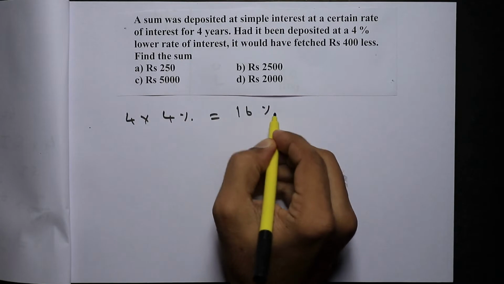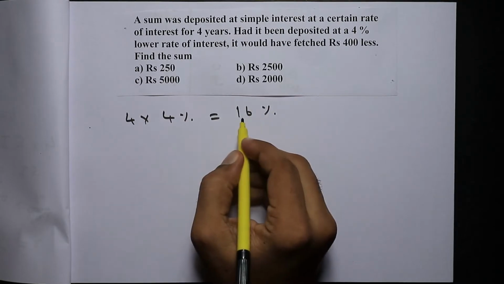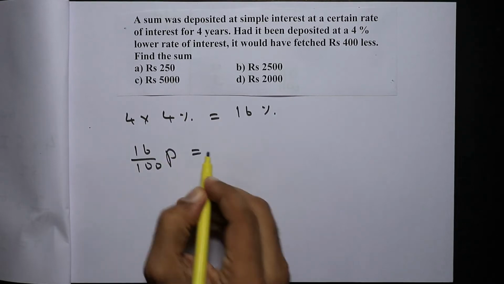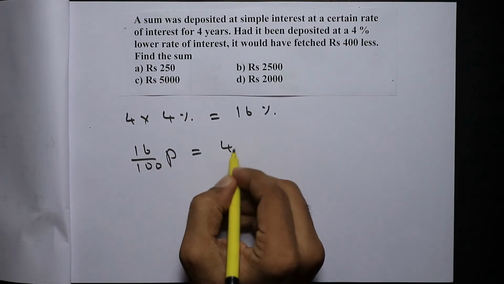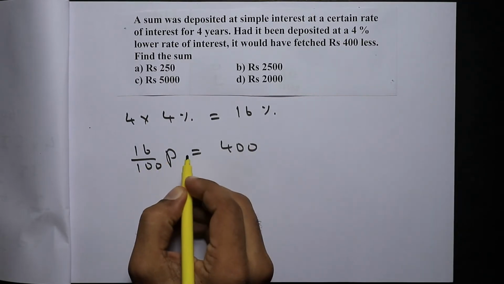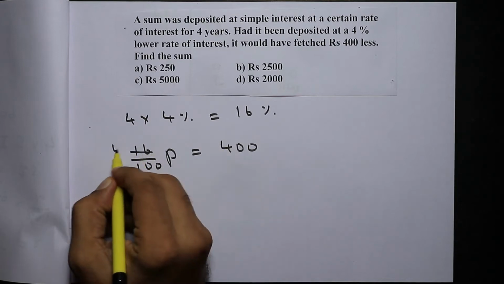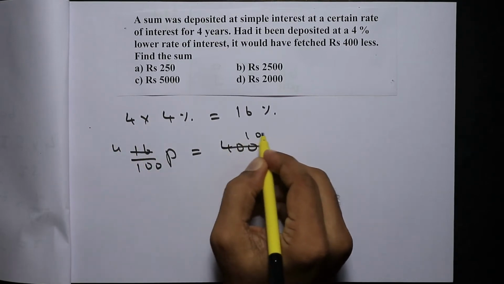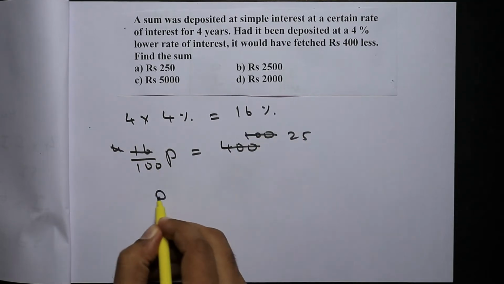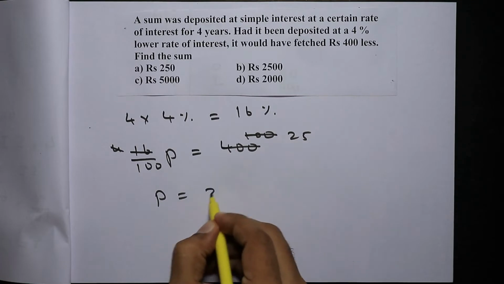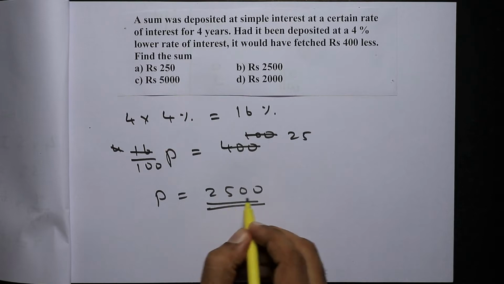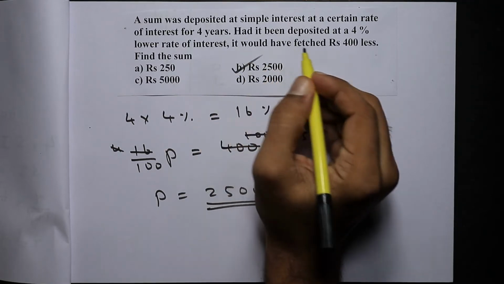So altogether you will get 16% of the principal less. So what you will be getting less is 16% of the principal, and that is given as rupees 400. So let us calculate the principal. Here 4 divides 4 times, here 4 divides 100 times, here 4 again divides 25 times. So the principal you will get as 100 into 25, that is 2500. So the principal is rupees 2500, option B.